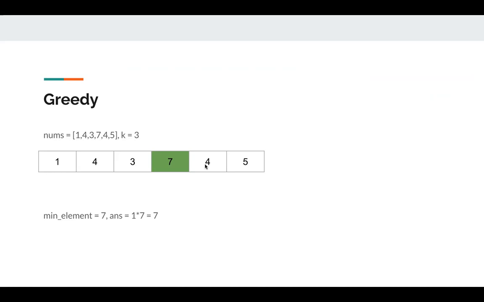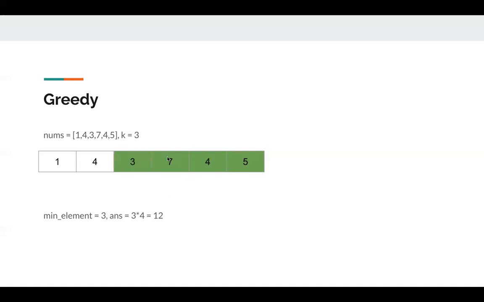Obviously, picking 4 is the better solution here, since the width is always 4, but the minimum value is a little bit larger here. So we pick 4. Min element is 4. Answer is 2 multiplied by 4, which is 8. Next time we pick 5, since 5 is greater than 3. Min element is still 4. Answer is 4 multiplied by 3.